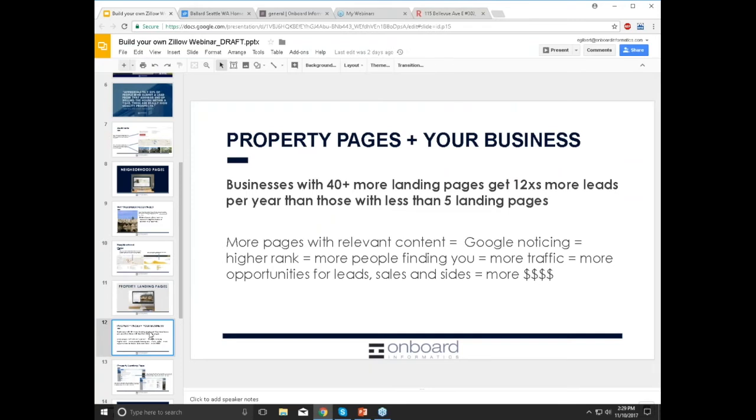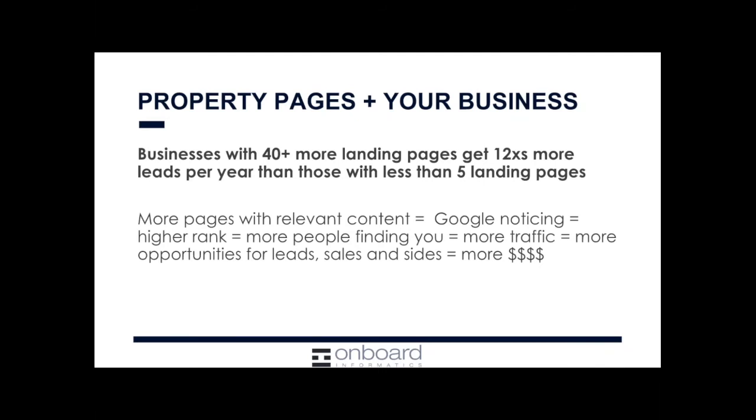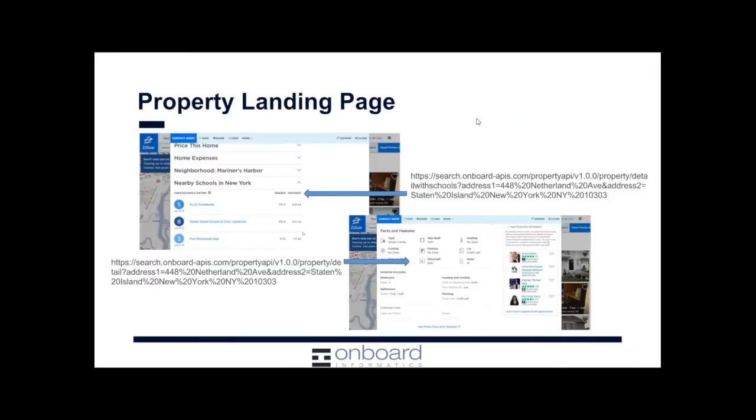Pretty much very straightforward. You know, HubSpot a year ago did a study, and businesses with 40 plus landing pages got 12 times more leads per year than those with less than 5 landing pages. And it all comes down to the more pages you have with relevant content, the more Google will notice, the higher your rank will be, the more people will find you, the more traffic, more opportunities, obviously more sales for you. So it's fairly straightforward. That's why you would want something like this. So let's kind of go into how you would build something like this.